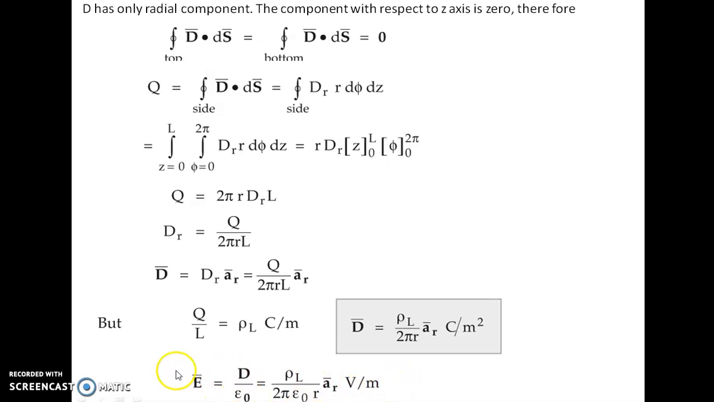In the next video we will see other applications of Gauss law. We will see the application of Gauss law in a coaxial cable and spherical rings. What is the equation for D and E in a coaxial cable and spherical rings? Thank you.